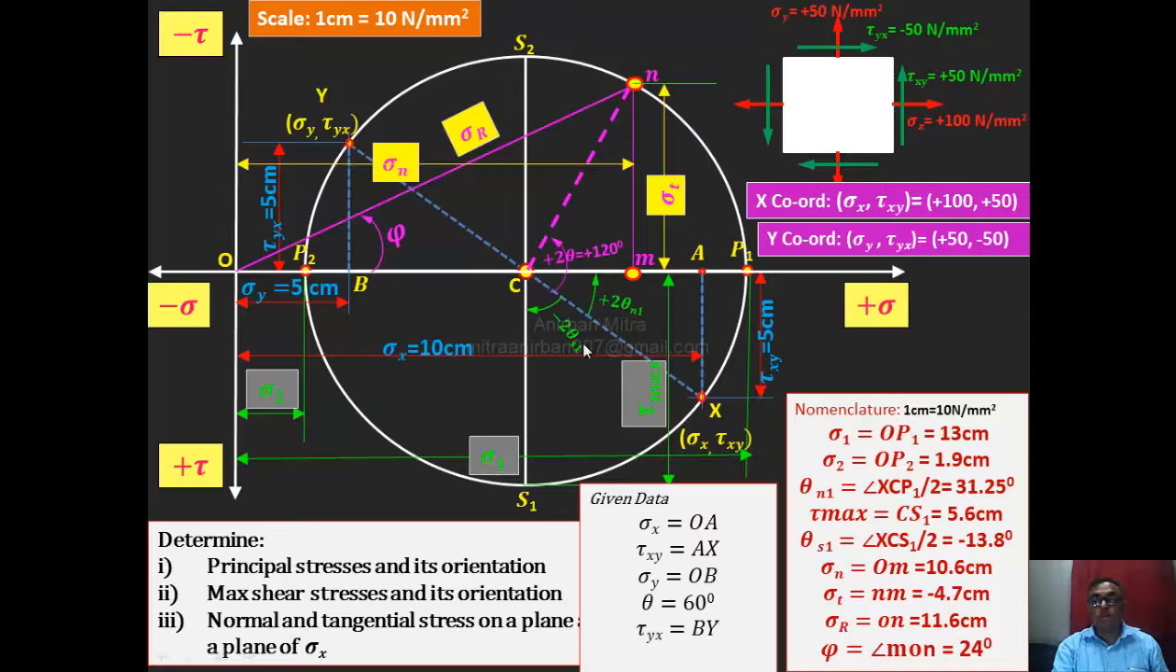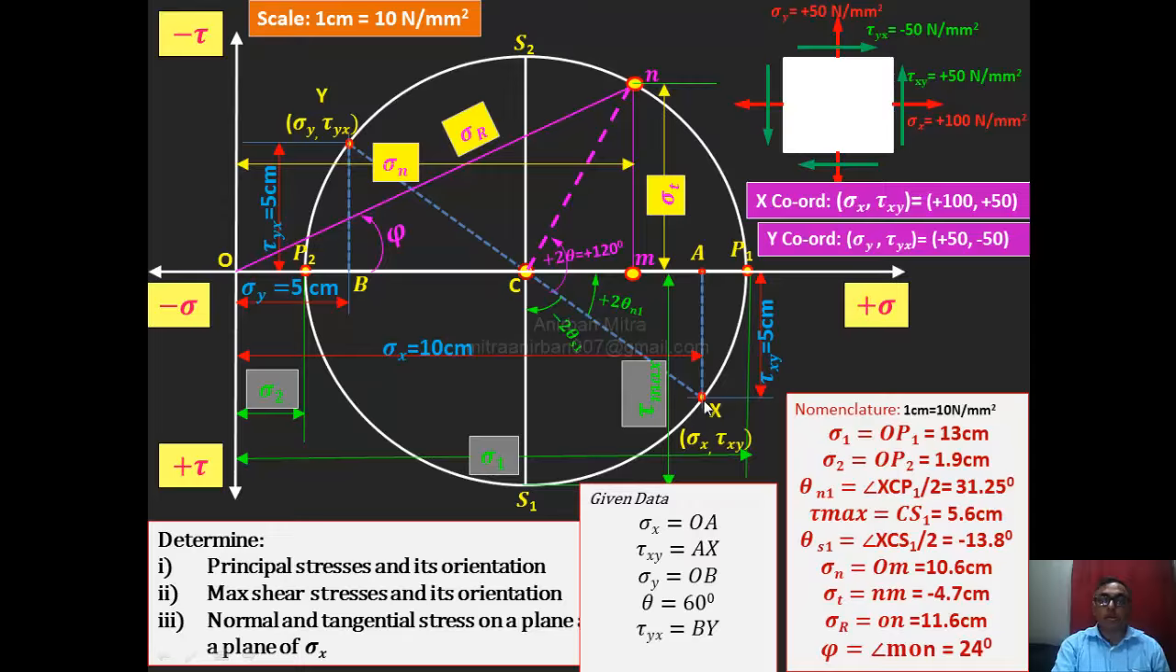So what is sigma 1? Sigma 1 is basically the distance from O, the origin point, to P1. So OP1 always denotes sigma 1, and if you measure it with a scale, it comes to 13 centimeters. Similarly, sigma 2 is the distance from O to P2. So OP2 is sigma 2, which is 1.9 centimeters, multiplied by the scale to give the actual value in Newton per mm square.